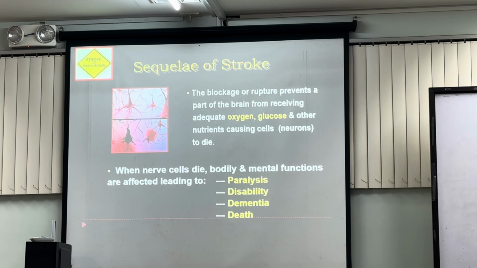Depending on which neurons are affected. If motor neurons are damaged, you will end up with paralysis, hemiplegia, quadriplegia. When you're unable to perform a function, you become disabled after a stroke. If it involves areas involving cognitive function, you can end up demented. And if it involves vital structures like your brainstem, you end up dead with a stroke. So which do you want? Getting a stroke. Paralyzed, disabled, demented, or dead? Dead na lang.